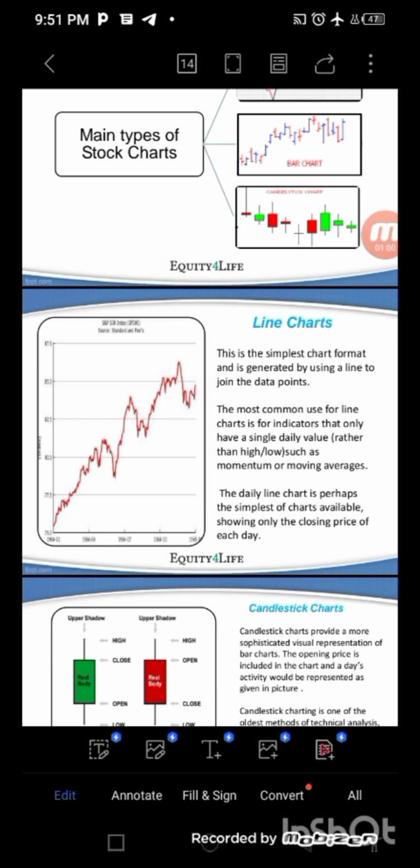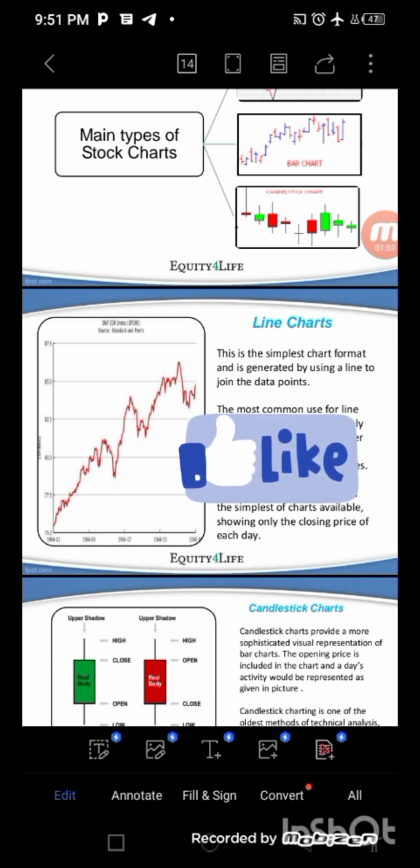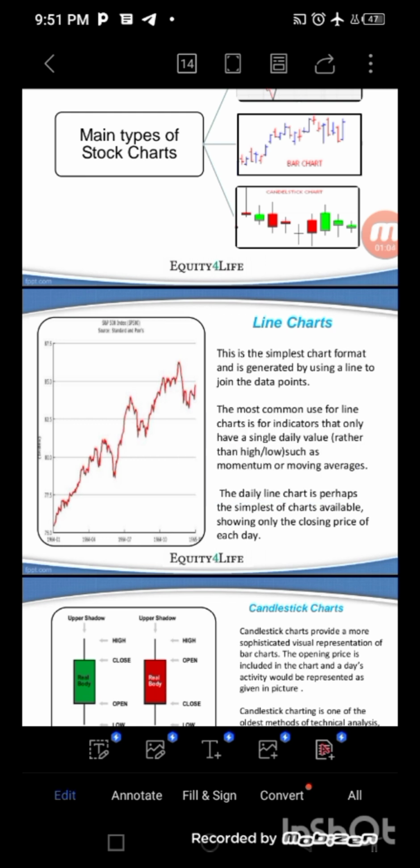This is the simplest chart format and is generated by using a line to join the data points. The most common use of the line chart is for indicators that only have a single day value rather than highs and lows, such as momentum or moving averages. The daily chart is perhaps the simplest of charts available, showing only the closing price of each day. Okay, are you guys with me?